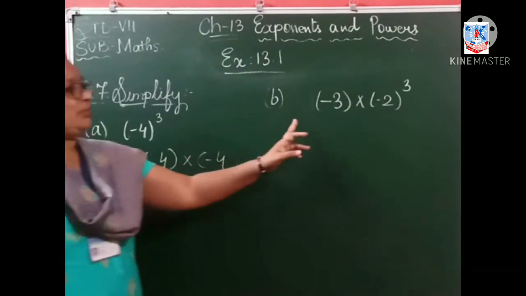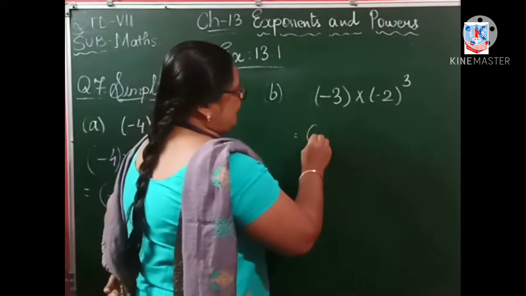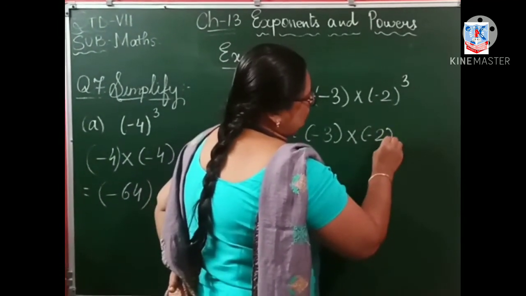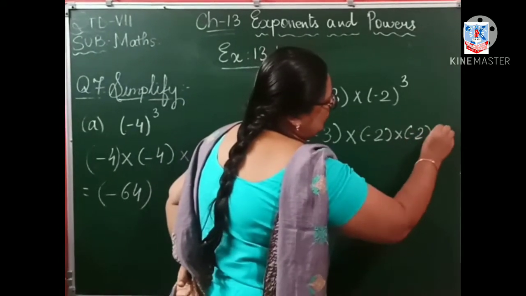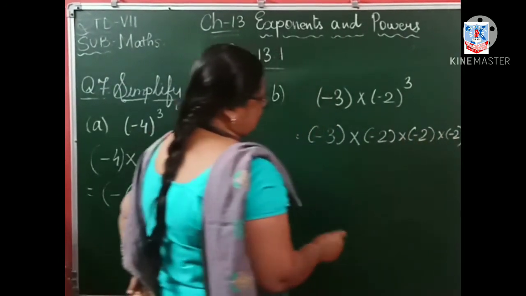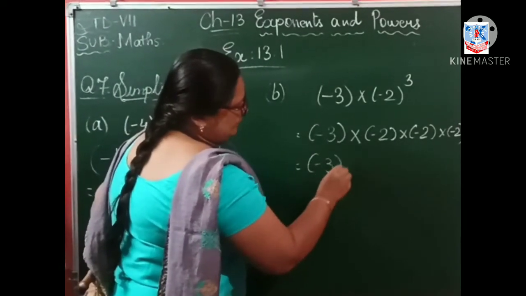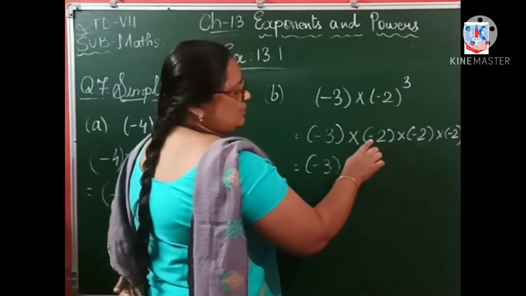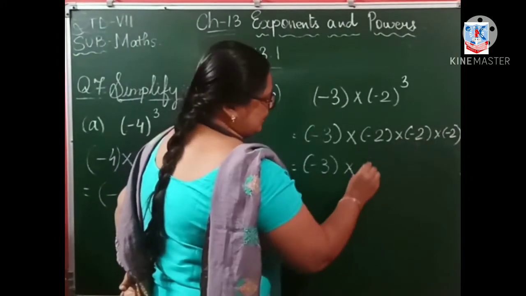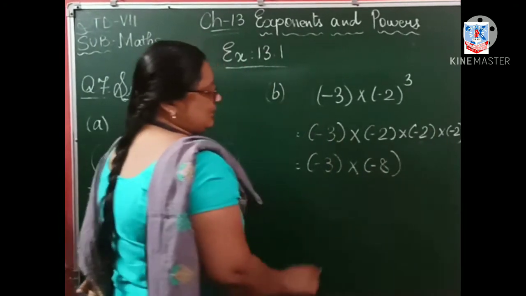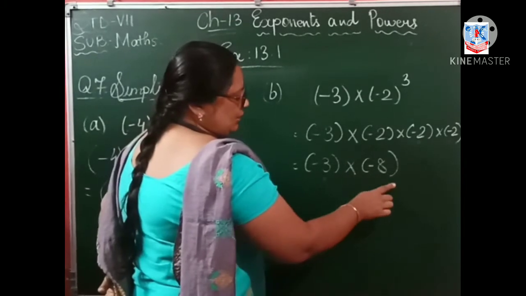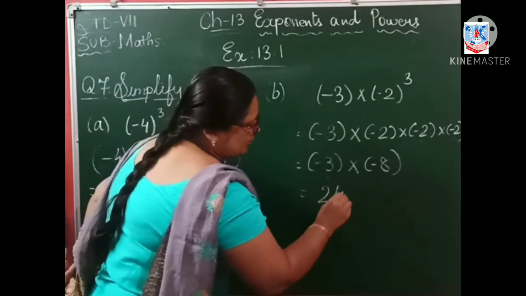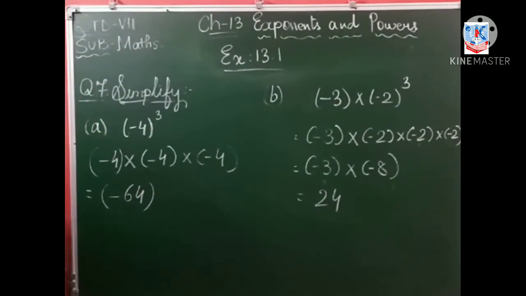Now here. Minus 3 into minus 2, 3 times. Minus 2 into minus 2 into minus 2 is equal to minus 3 into, 2 twos are 4, 4 twos are 8. Minus minus plus, plus minus minus. That is minus 8. Now 3 into 8, 24, and minus minus plus. So our answer is plus 24. Understood?